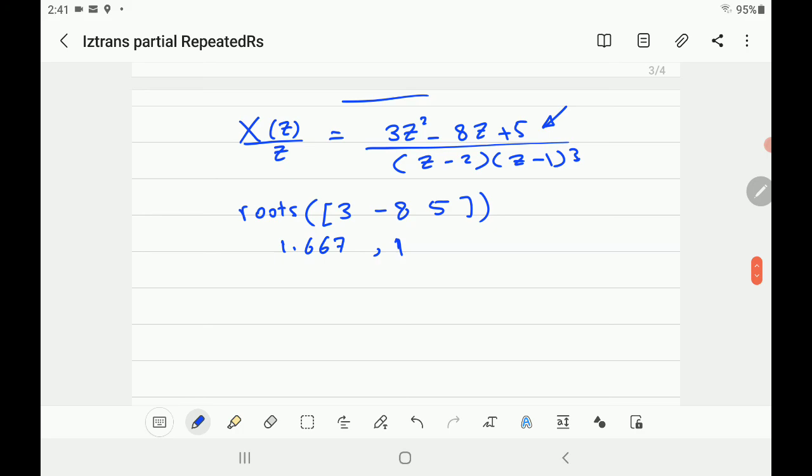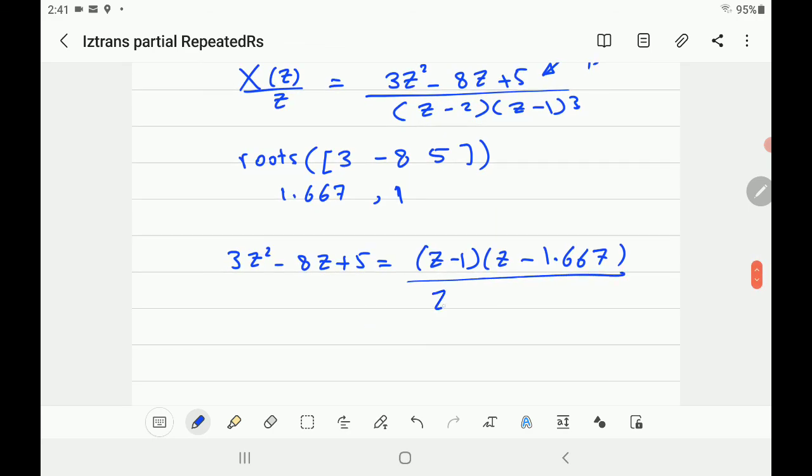What does it mean? It means that you can factor the top part. You can write it like that: z minus 1, z minus 1.667. All right. So what does it mean? It means if you put this over z minus 1 cubed, z minus 2, you will find this cancels, this one will be squared, and that's why you'll not find the third one. I just want to tell you about the observation.